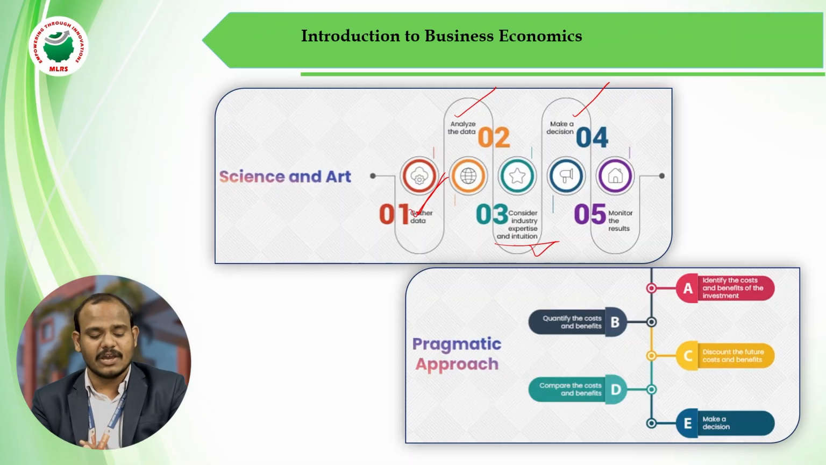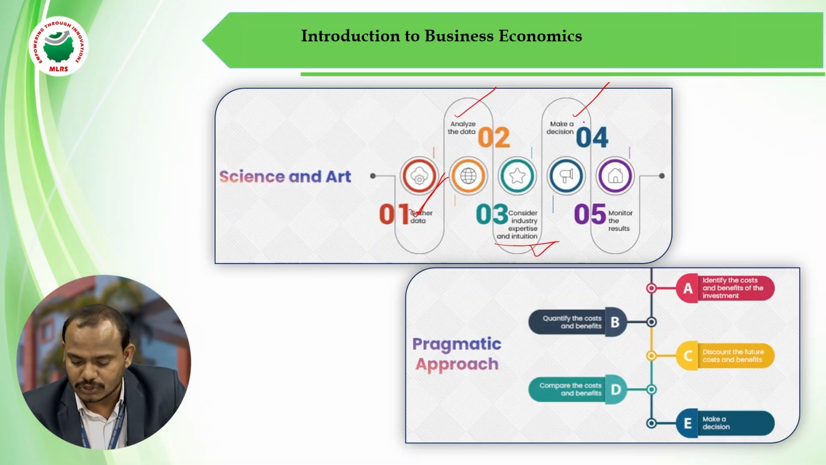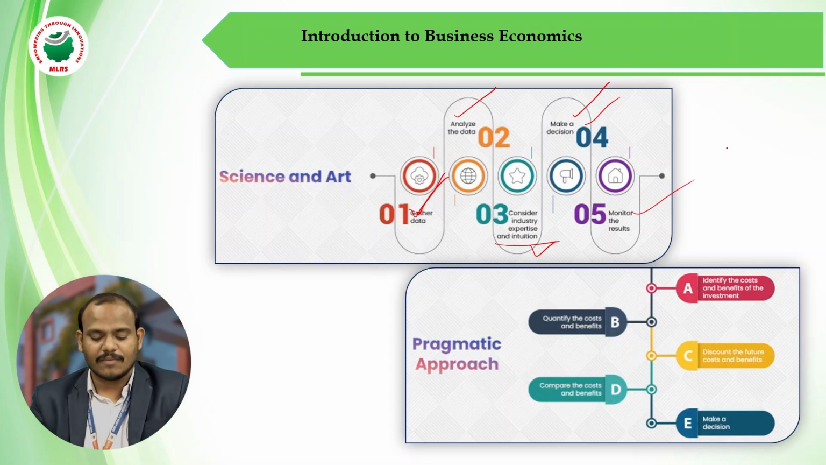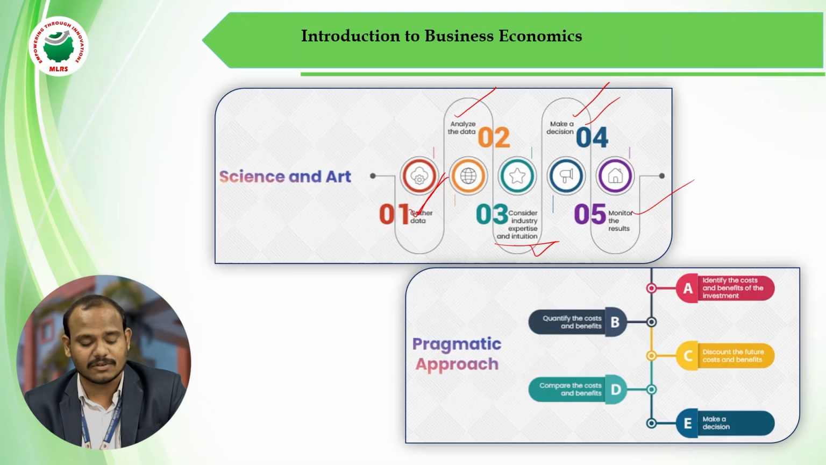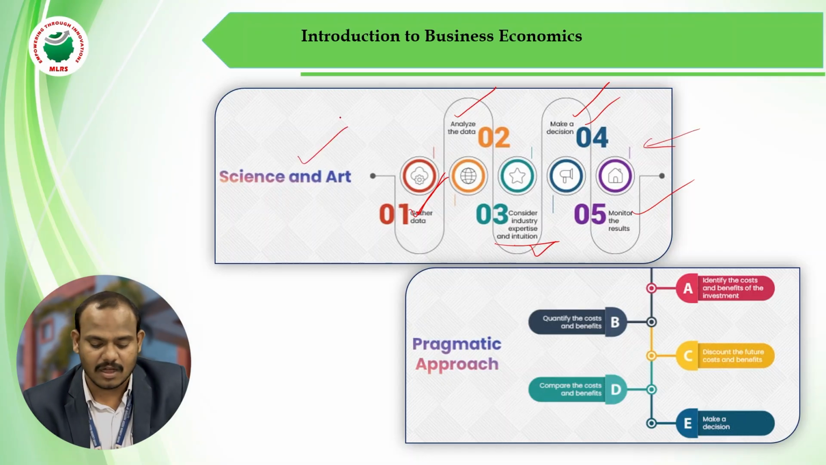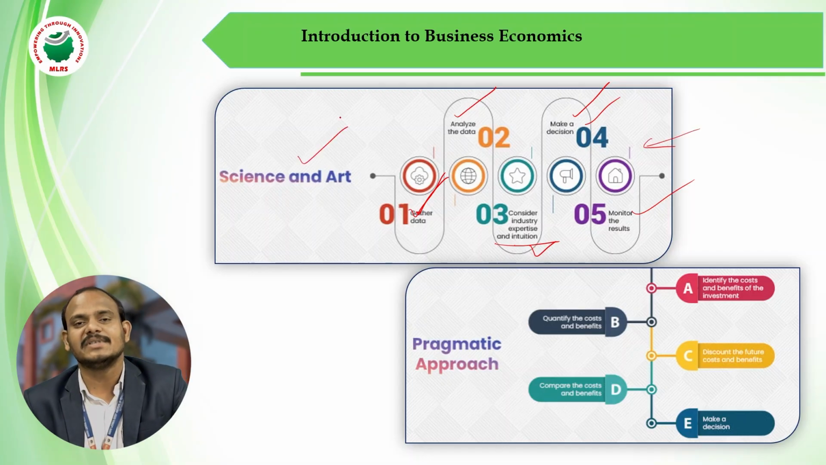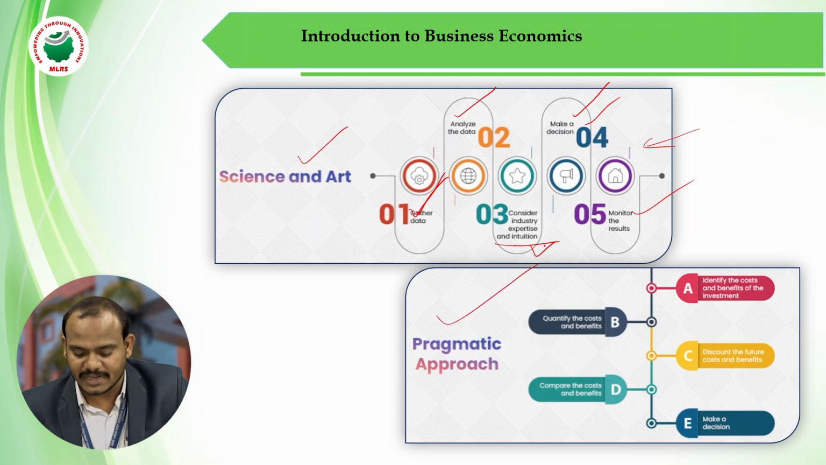Making a decision: here we convert our analysis and intuition into a clear action, choosing the best strategy, campaign, or approach. And next, the fifth step is monitor the results. After taking action, we observe the outcomes, right? So these are the processes that come under the science and art. So now we can say business economics is a science and art.